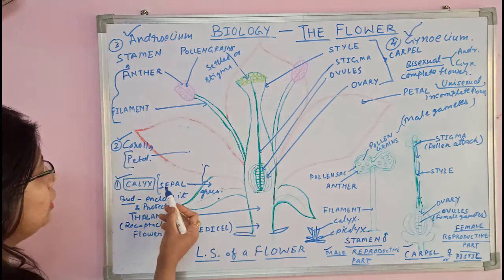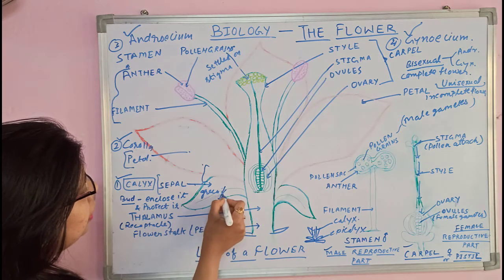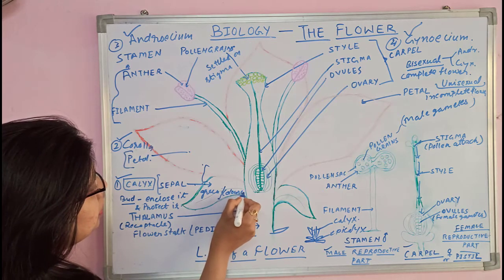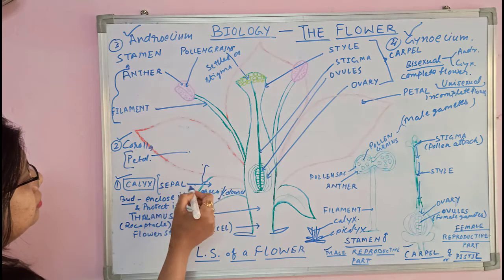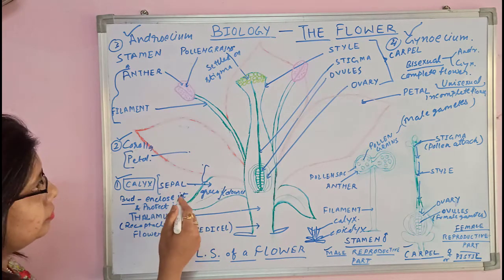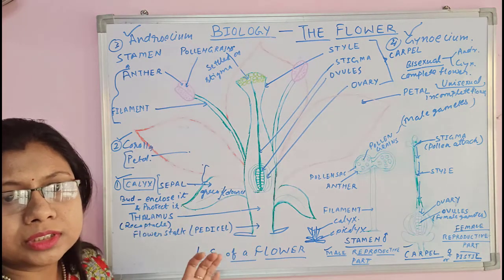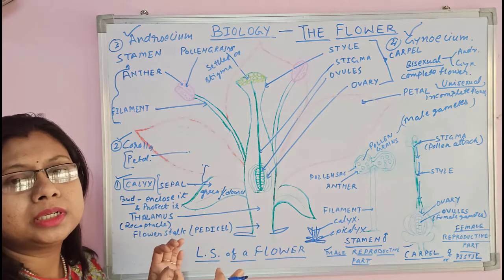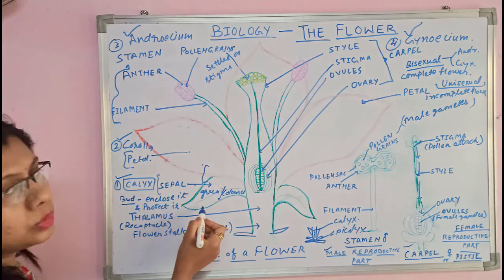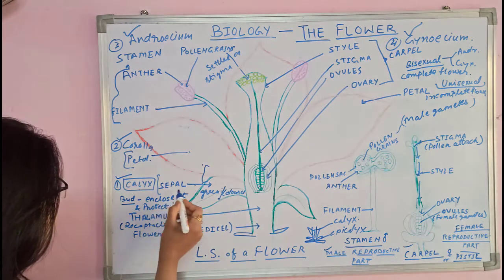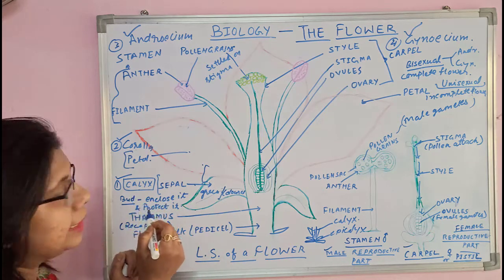And the first whorl is calyx, sepal. Sepal is the name of a single sepal. These can be colored also. In some of the plants, these are found in different colors. This one single is a sepal, and the sepals cover and protect the inner part of the flower in bud stage. All the sepals together are called calyx. When you take the whole bunch of the sepals, this is called calyx.